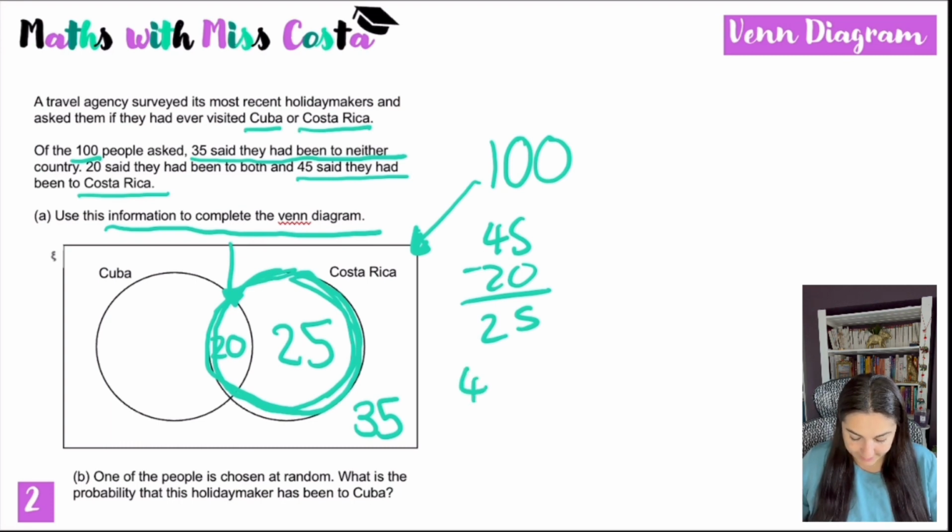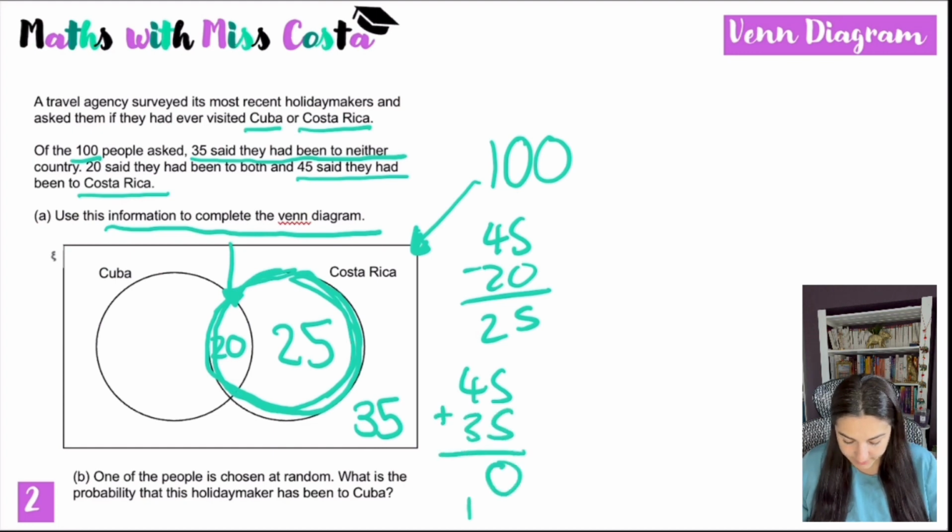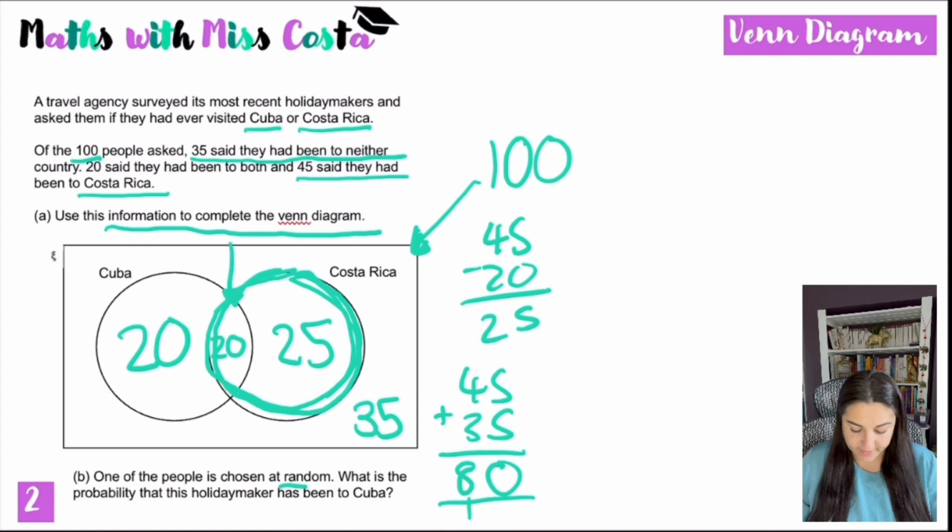Now, what's left over? Well, I know everything must total 100. So inside Costa Rica is 45. Neither is 35. So let's add them together. That's 10, 4, 7, 8. So that's 80 people in total have been accounted for. 100 take 80 is 20. So 20 people have been only to Cuba.